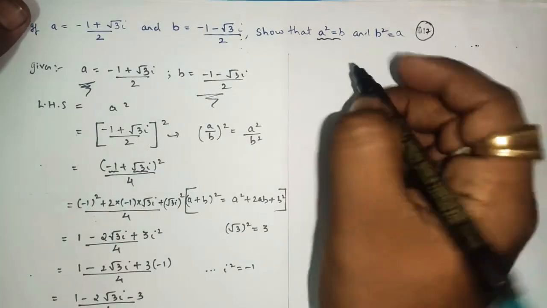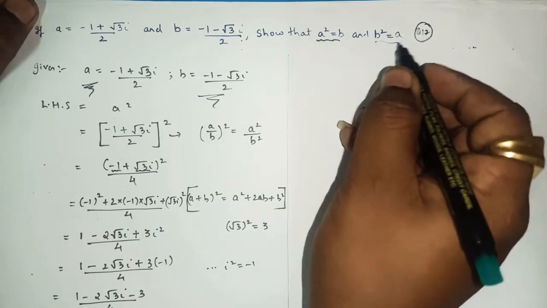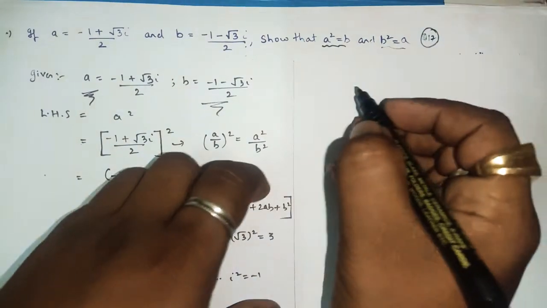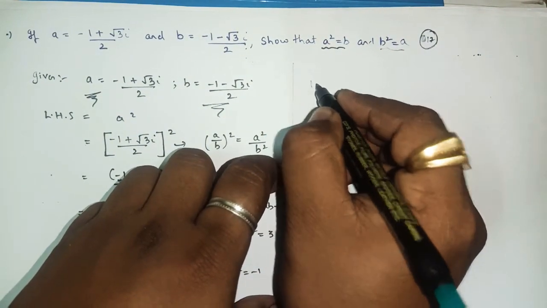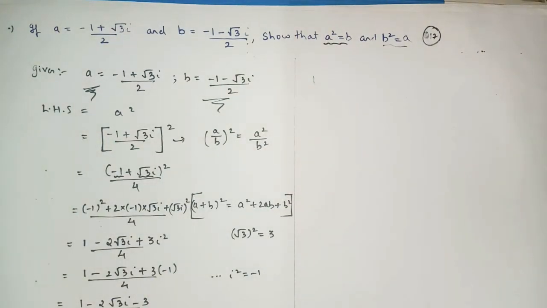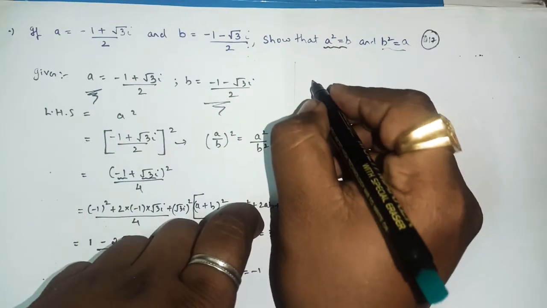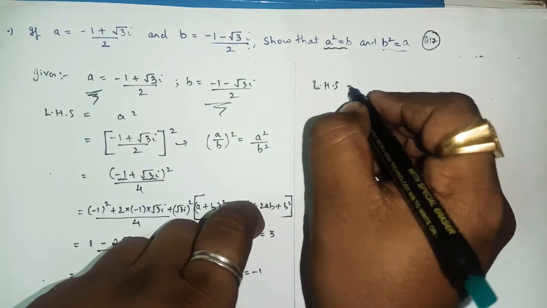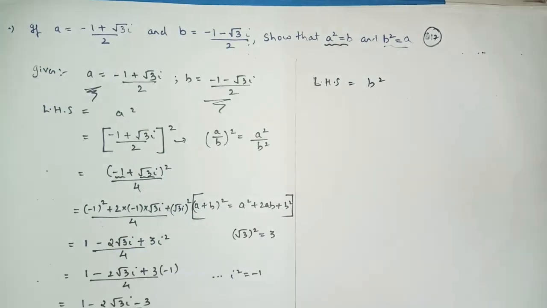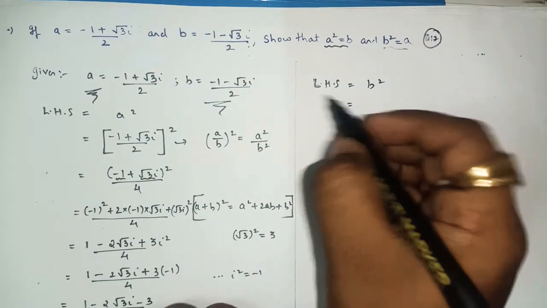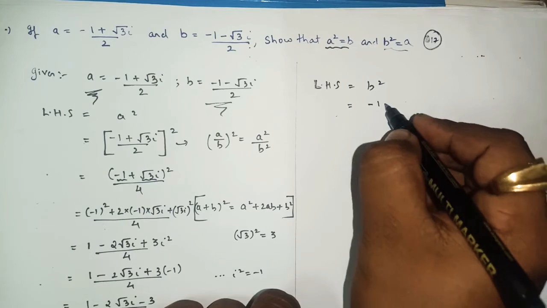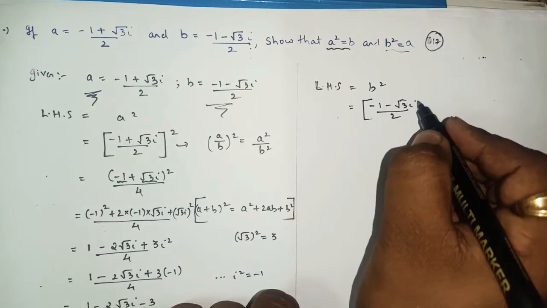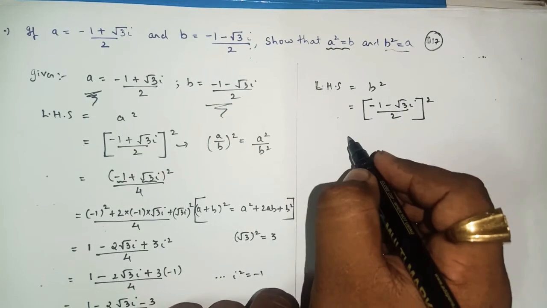So now we'll see the second case. Now we'll take the left hand side, that is b square, yes or no, and you have to show that it is equal to a. So here what is b? It is minus 1 minus root 3i upon 2, the whole square, yes or no.